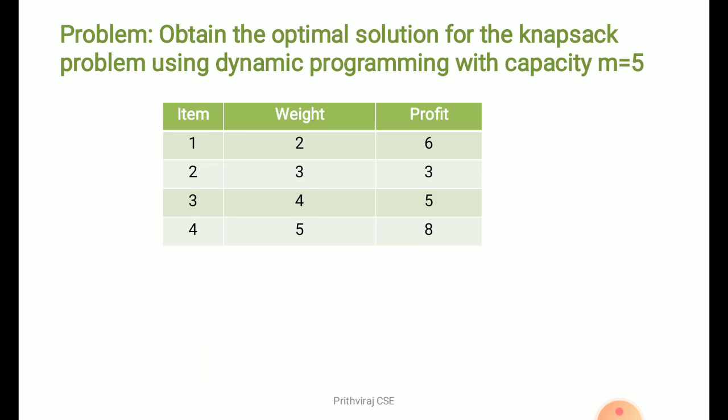So this is the problem for you. Obtain the optimal solution for the knapsack using dynamic programming with capacity m is equal to 5 and the number of items equal to 4.